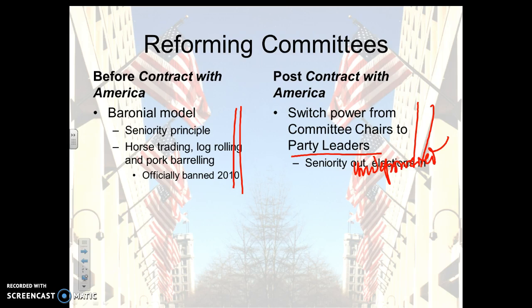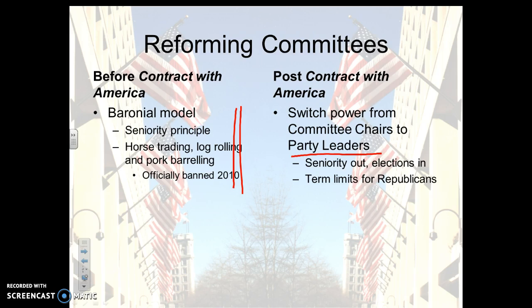The seniority principle was kicked out. Now, maybe that wasn't such a bad idea, but what we had instead were elections, and those were to a large extent steered by the party leaders, but you couldn't necessarily guarantee the outcome. But that was relevant. But perhaps more significant is this idea of term limits for Republicans.